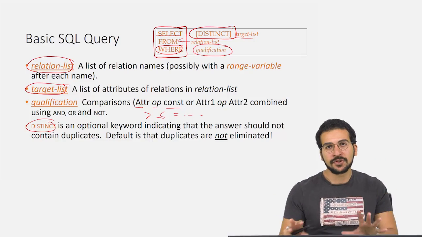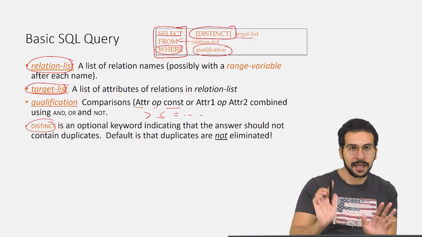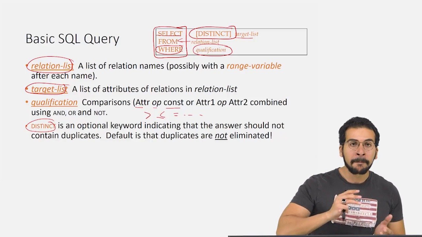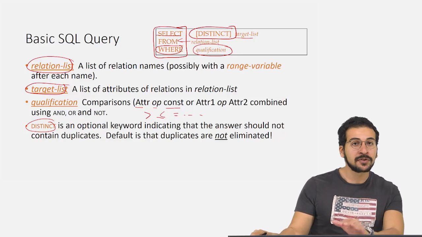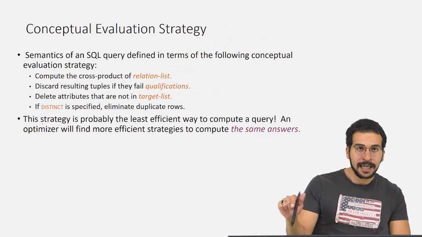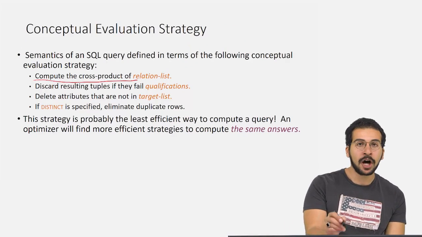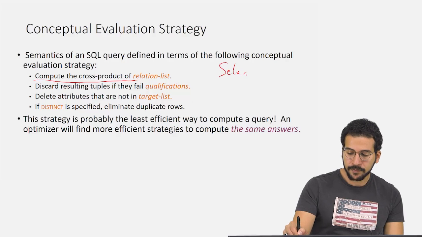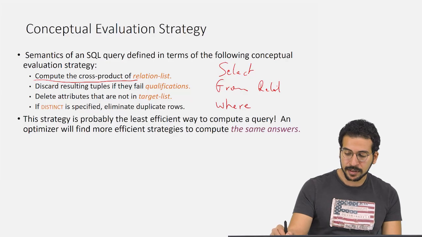So given the SQL query language, as the application developer or the person writing the SQL query, you need to think about only one sequence of operations that runs on the select, from, where. And the sequence of operations is very simple. First, compute the cross product of the relation list. So the relation list, again, you have select, from, and then where, and here you have the relation list.